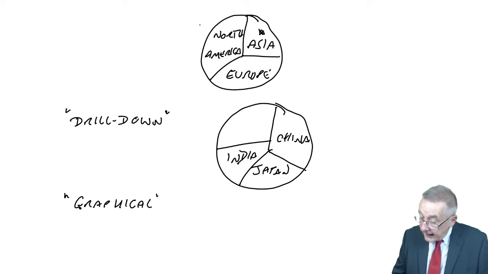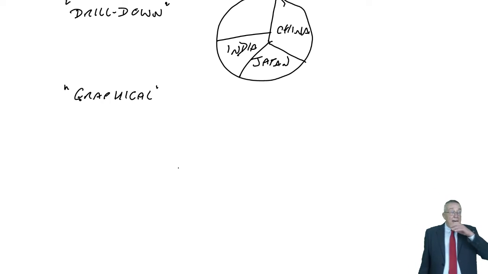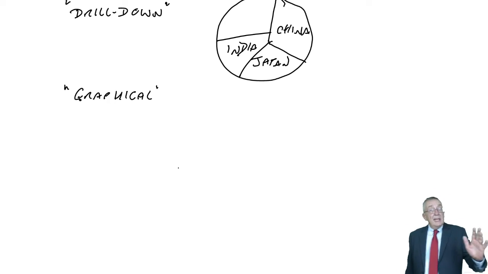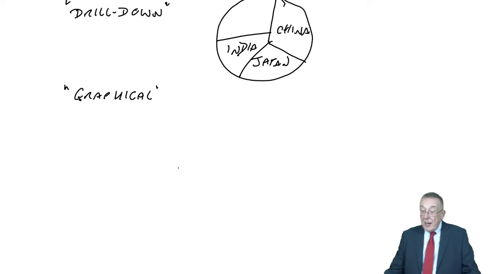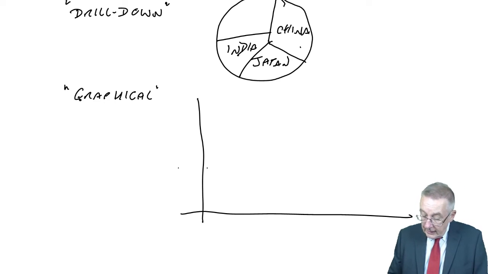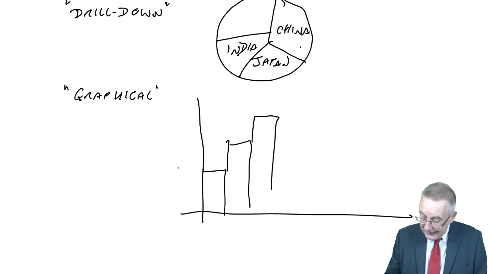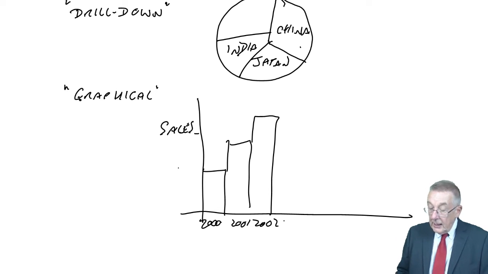And maybe, okay, I can see what proportion of China. Maybe I'd like to know our exports to China. How have they been growing over the past few years? So perhaps I double click on China. Oh, and perhaps it comes up with a bar chart showing me what the sales are each year: 2000, 2001, 2002, and so on.